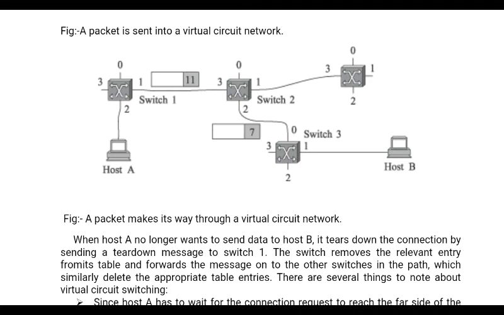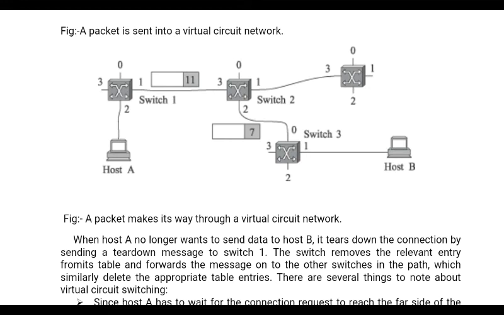So immediately switch 2 is going to update this information in the virtual table. That entry is going to be updated: whenever it has received the incoming interface 3 with the outgoing interface 2, what is the outgoing VCI? Outgoing VCI is 7. Now switch 2 is going to forward this acknowledgement to switch 1.